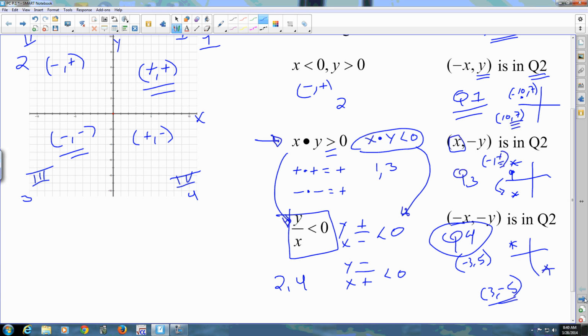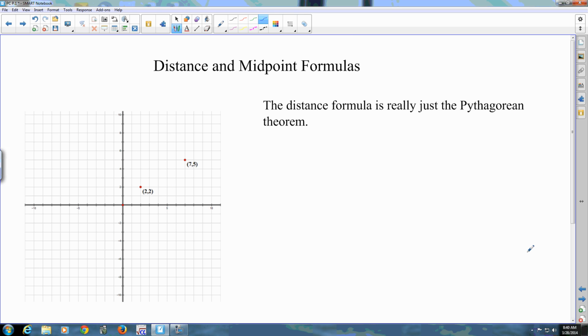Okay. All right, distance and midpoint formulas. The distance formula is really just the Pythagorean theorem. Now remember, the Pythagorean theorem was a squared plus b squared is equal to c squared. So if you're solving for c, you're just going to square root both sides. All right, technically it's plus and minus. Now these are going to be distances, so you're not going to get any negative distances. So it's just going to be the positive value. Now I'll write out the formal definition for the distance formula in just a second. I want you to see that it's the Pythagorean theorem.